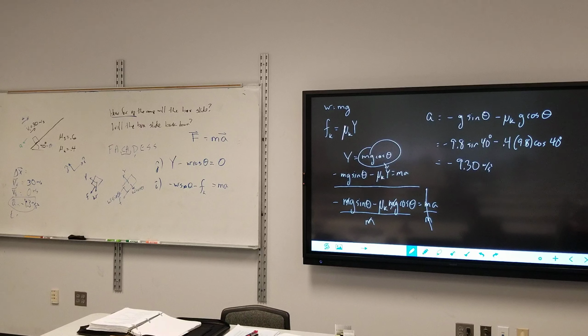Did you change your mind halfway through that? No, I didn't change it. We don't know time. We could use it to find time if we wanted to. There's a one-shot equation if we want to find the displacement: final velocity squared equals initial velocity squared plus 2 times acceleration times the displacement.